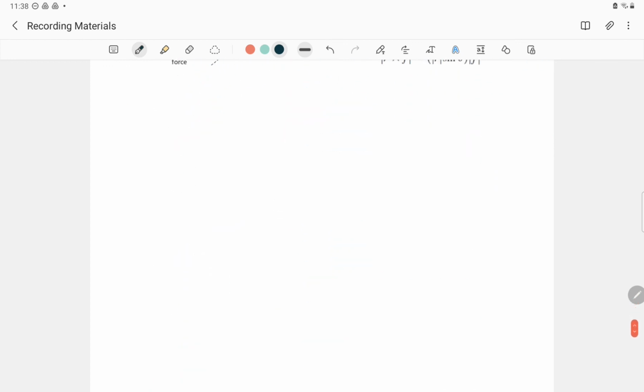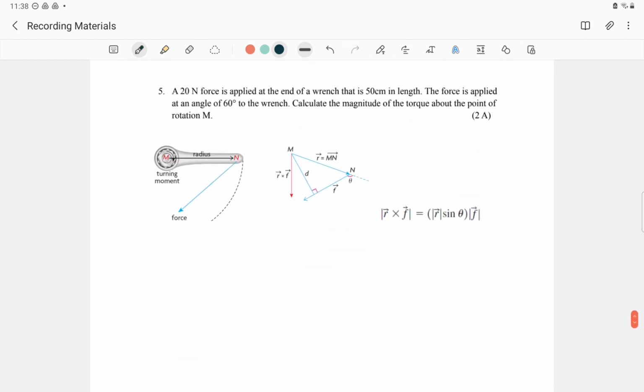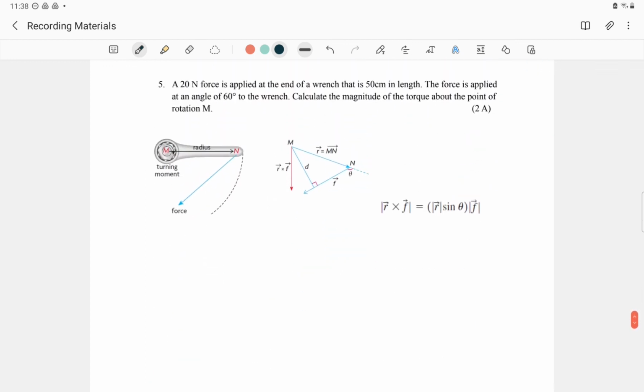And moving on to the last application, which is to find the magnitude of the torque. So take this question for example. A 20 Newton force is applied at the end of a wrench that is 50 centimeters in length. The force is applied at an angle of 60 degrees to the wrench. Calculate the magnitude of the torque about the point of rotation M. So by looking at the figures here, an equation that we can derive is this one.